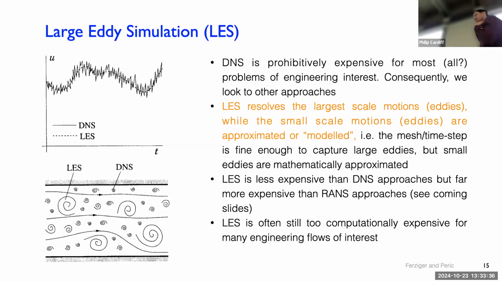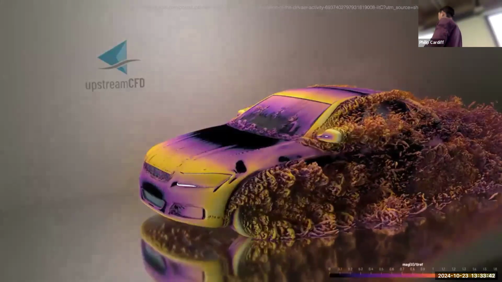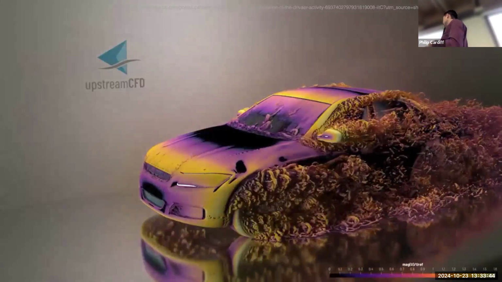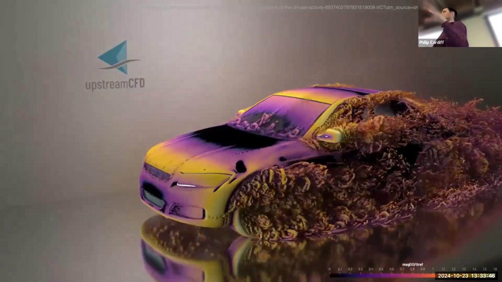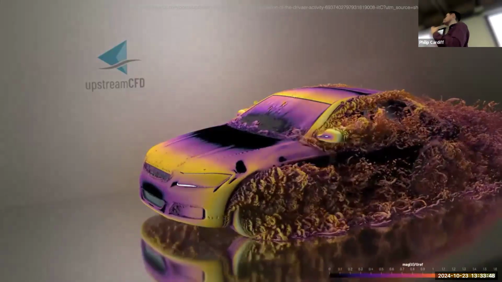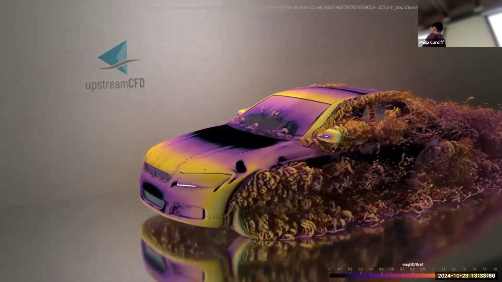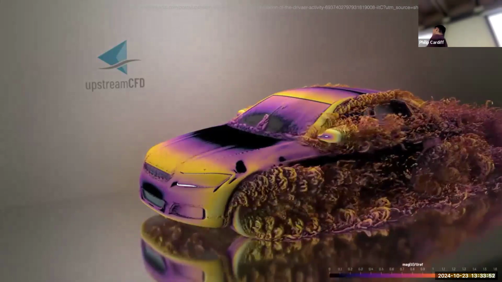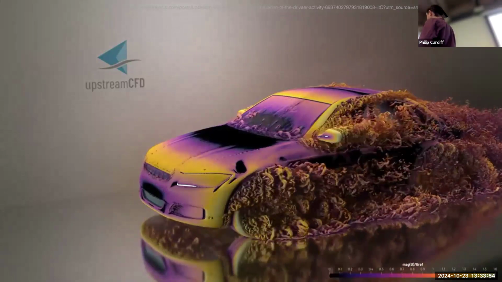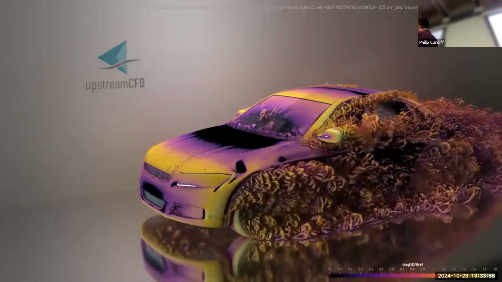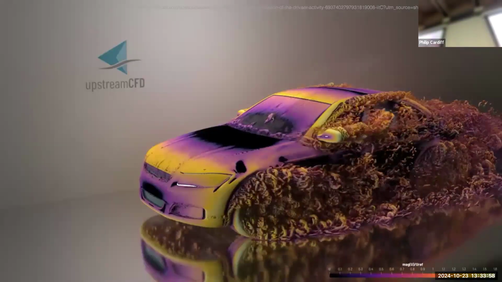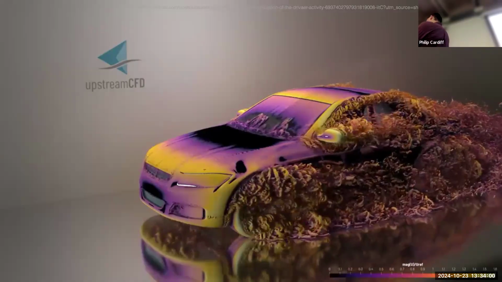Now you see commonly at conferences, even industry people using LES for designing things. So Upstream CFD is a consultancy company that does CFD. They work very much in the automotive sector, and I saw them present this at a conference. So this is an LES of maybe an Audi, I guess. It looks like Audi. So this is an LES.